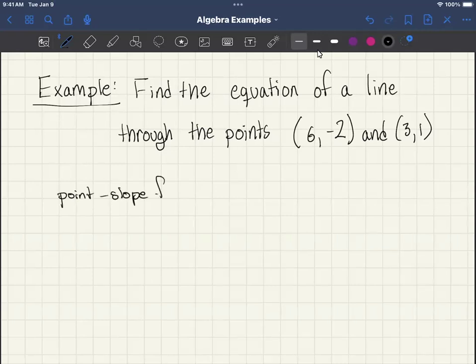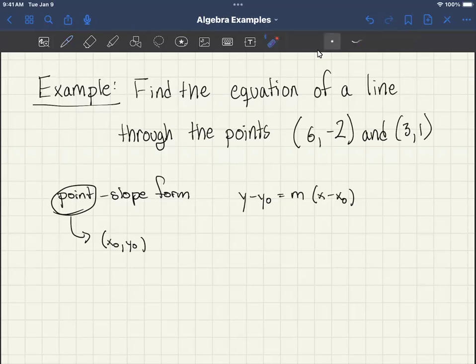There are two forms for creating a line. One of the equations is y minus y naught equals m times x minus x naught, and that is the point slope form. There are two pieces of information that we're going to need to create this equation. One is a point, and we're going to call that point (x naught, y naught). Now notice we have two points that we're given, (6, -2) and (3, 1).